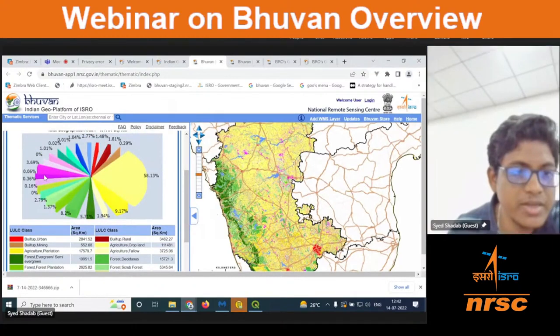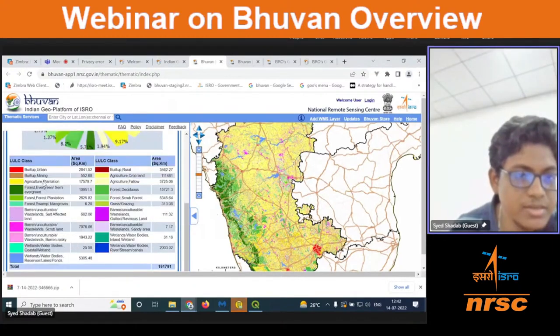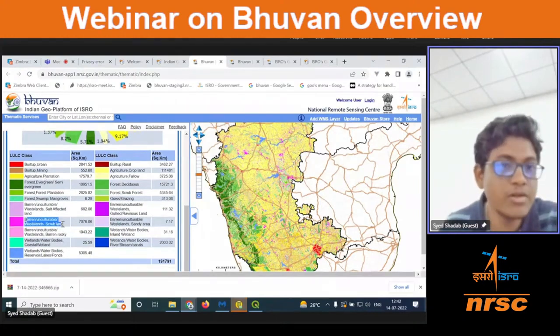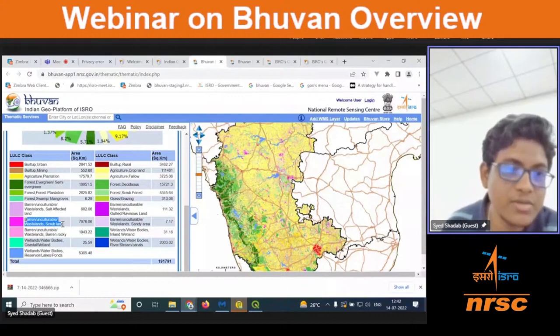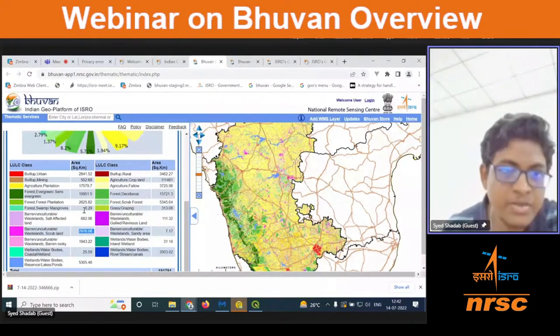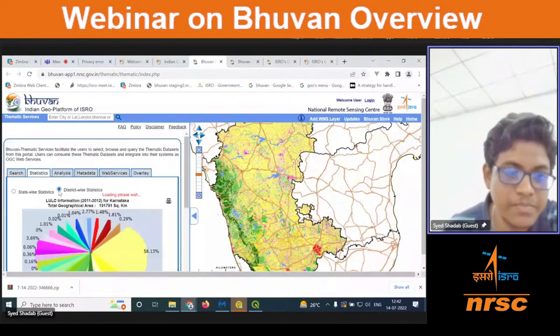Like the dark pink, and basically barren and uncultivated wastelands. So here the area is given in square kilometers, and you can get district-wise statistics also. Once you click on district-wise statistics, you have to select a district. So the list of districts will come here.